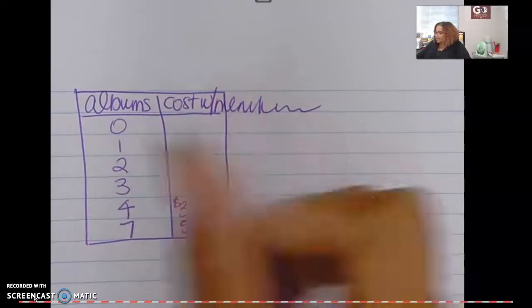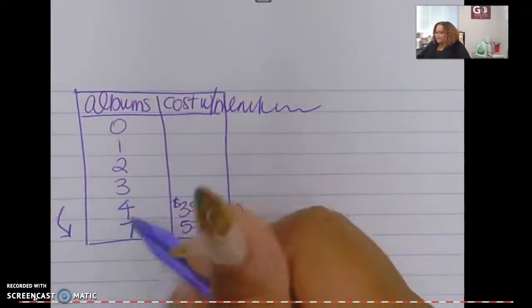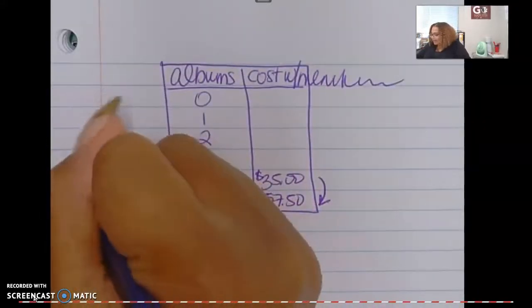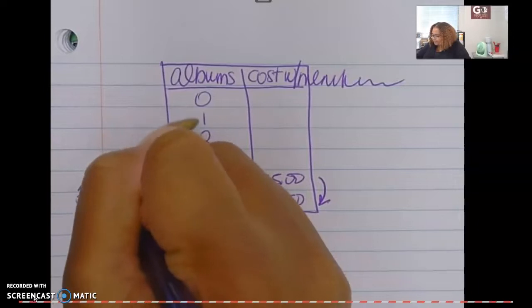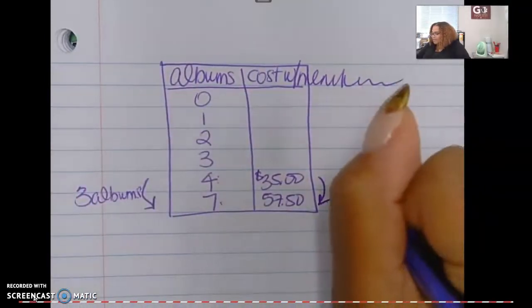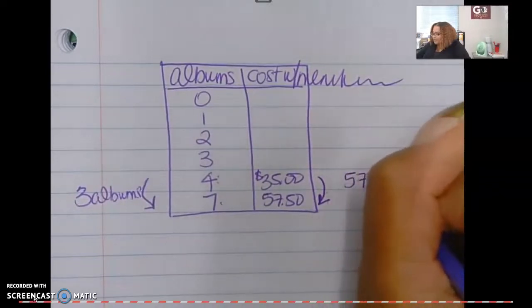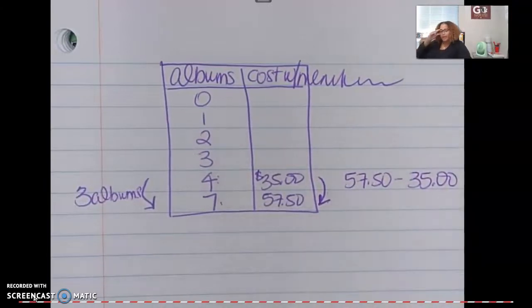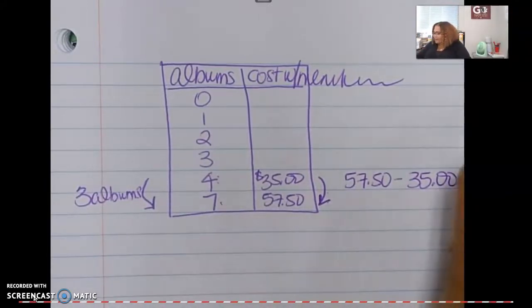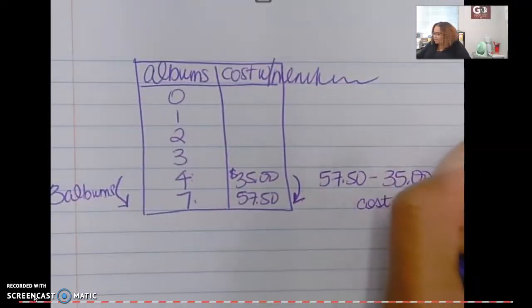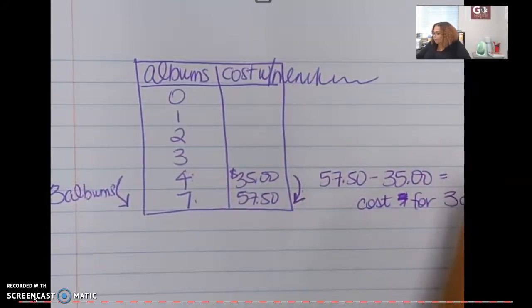If I'm going from here to here and here to here, this is the difference of 3 albums. So over here to the side, I'm getting 3 albums. Then over here, I'm spending a certain amount of money. So I need to do $57.50 minus $35. Okay? So once I find out what this amount is, this will be the cost for 3 albums.